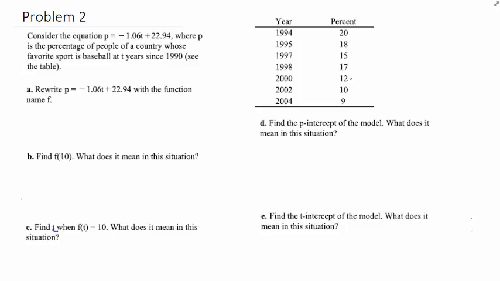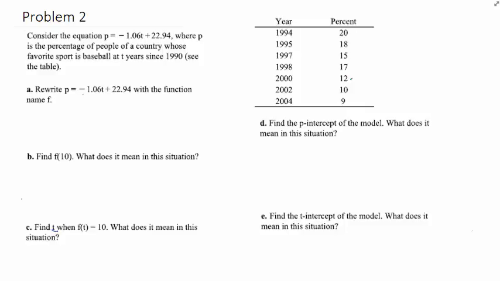Problem number 2. Consider the equation p is equal to negative 1.06t plus 22.94, where p is a percentage of people of a country whose favorite sport is baseball, t years since 1990. So here's the data that they collected, and they did some sort of regression statistics where they found the line that best fit this. So this line may not hold all these points exactly, but it should be fairly close. So let's just focus on this line.